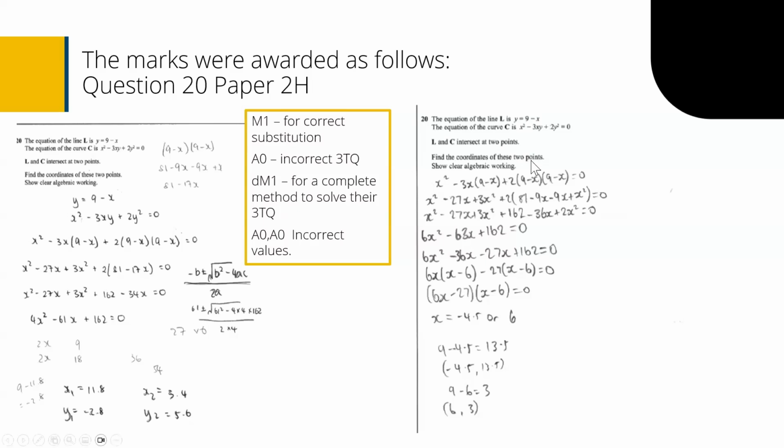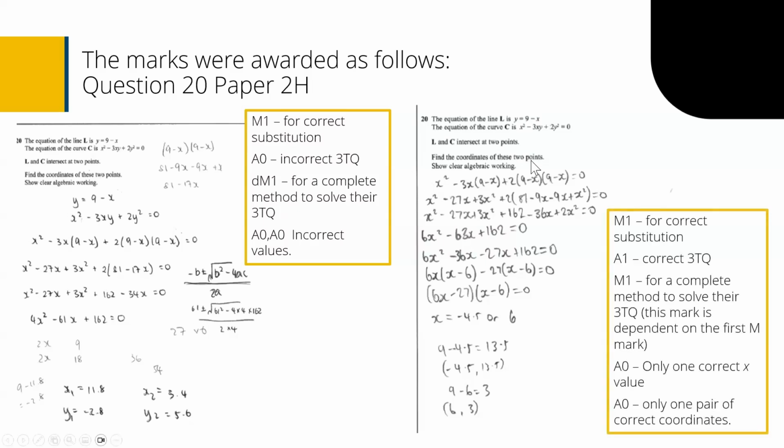As for the second student there, again, 1 for correct substitution, 1 for correct accuracy there. Another mark there that we have for complete method to solve it. A 0 only because we only have 1 correct value of x, so they can't get the accuracy mark there, and only 1 pair of correct coordinates. So again, 0 marks in that case.